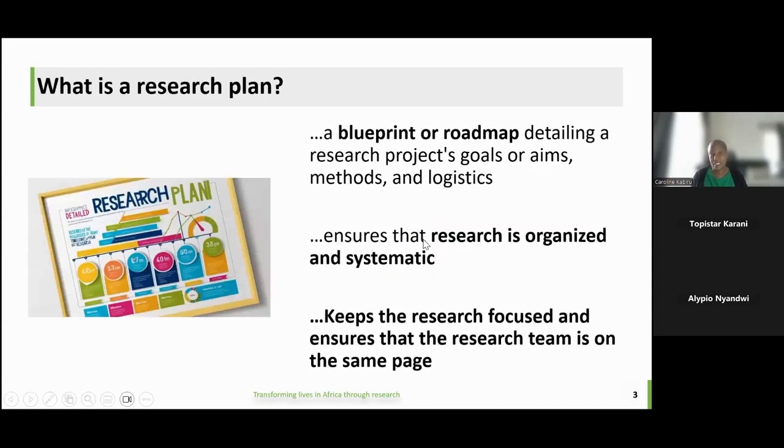So, what is the research plan? There are different aspects if you go online that will tell you about a research plan, but essentially, it's really a blueprint or roadmap that details the project's aims, goals, methods, and logistics. And it helps ensure that research is organized and systematic. Or if it's in a proposal, you're really showing that you've thought through the process in a systematic manner. It helps keep the research focused once you receive the money, and also ensures that the research team is on the same page with respect to the project's aims, but also how it's going to be implemented.